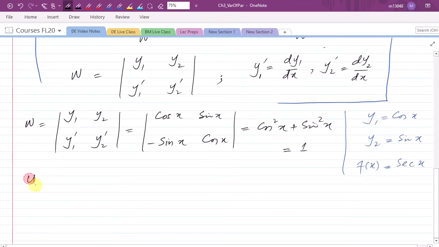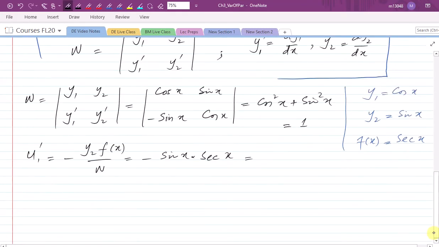U1 prime is equal to minus y2 f of x over w, which means minus y2, which is sine x, into secant x over 1, no need to write. What is minus sine x over secant x? Well, we can write minus sine x over cos x because secant x is 1 over cos x.